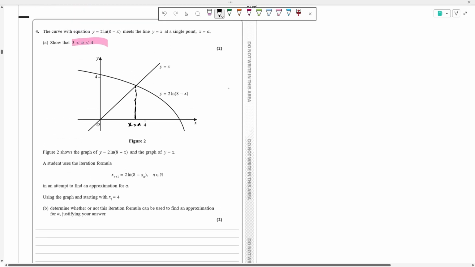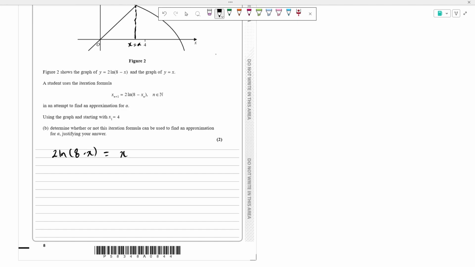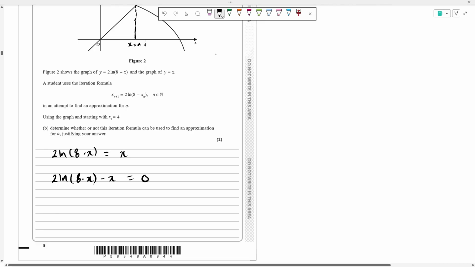So what I'm actually going to do is, when we have an intersection point between these two, or between any two kinds of equations, we're going to equate the two equations, right? So we have 2 ln(8 minus x), and we won't go ahead and solve this, but essentially we're going to equate them for now. So 2 ln(8 minus x) is equal to x. Therefore, if I move everything to one side, 2 ln(8 minus x) minus x is equal to 0.